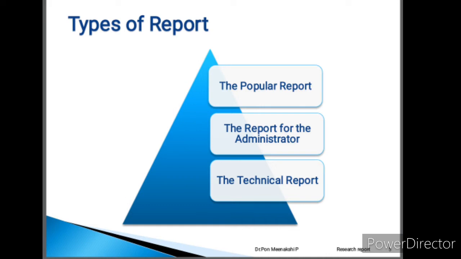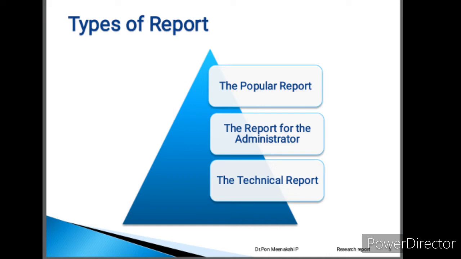But a written report requires quality and a great deal of effort. It comes to the question of writing. There arises difficulty of language and words. But in a research report, 3 types are commonly used: popular report, report for the administrator, technical report. The popular report is meant to be read by the general public for layman understanding.